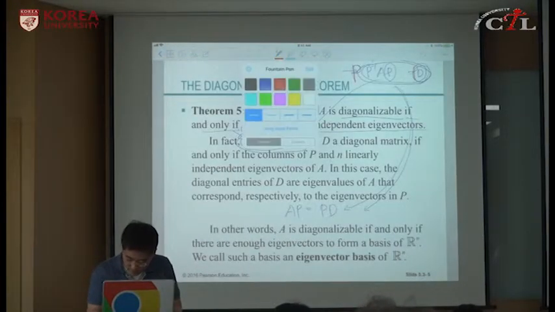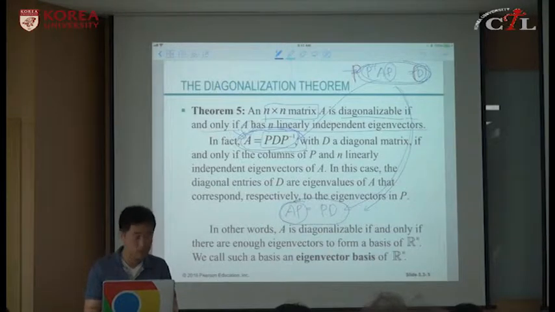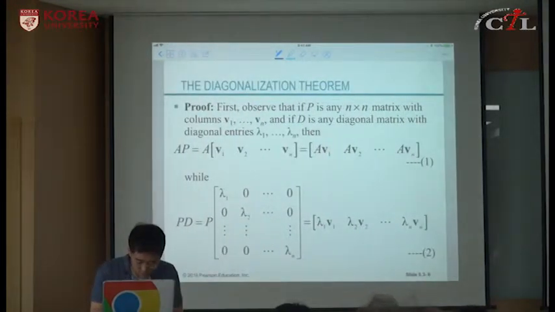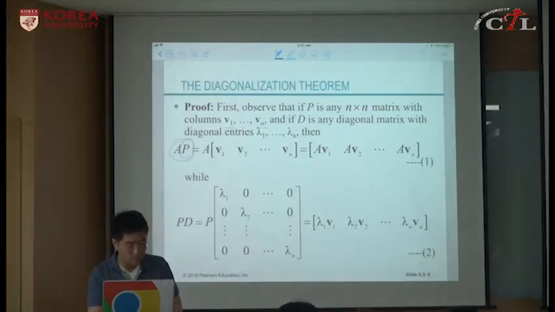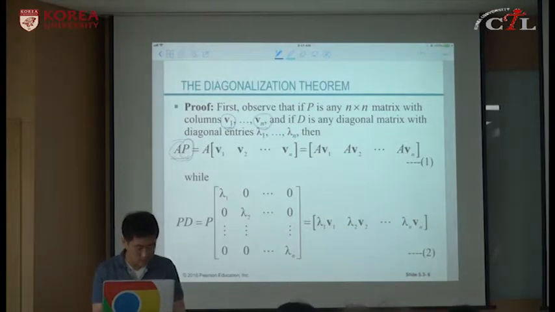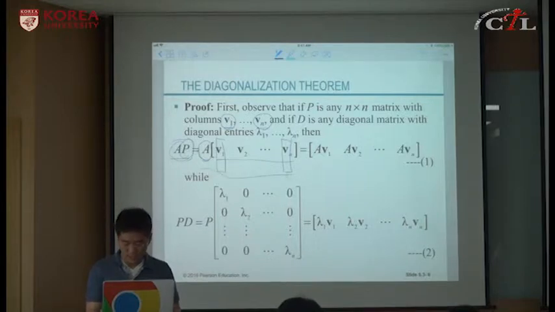How can we understand this equation? Let's evaluate AP and PD separately and then see how they are related to each other. Let's first look at AP. Let's denote the columns of matrix P as v1 through vn. P is a square matrix, and we call its columns v1 through vn. Then AP, the multiplication between these two, can be represented as A times this matrix, because P has these columns, and from this multiplication of these two matrices we can represent it in this form.